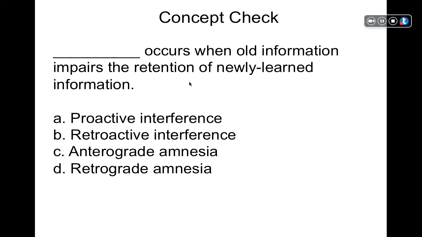So concept check for us here. Blank occurs when old information impairs the retention of newly learned information. Is that A, proactive interference, B, retroactive interference, C, anterograde amnesia, D, retrograde amnesia? The answer is A, proactive interference. Old interferes with new.